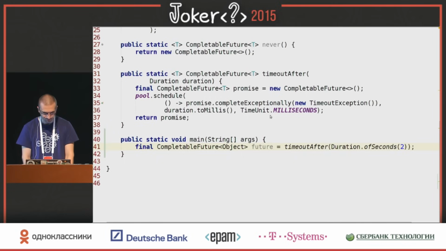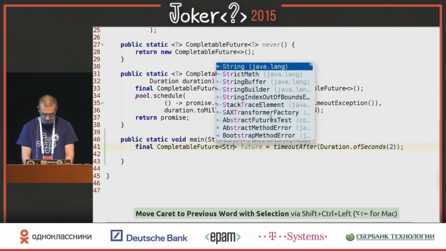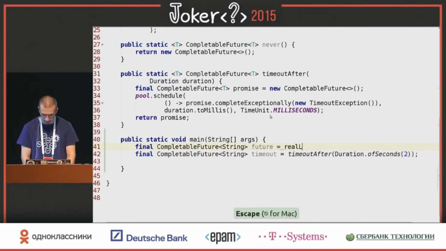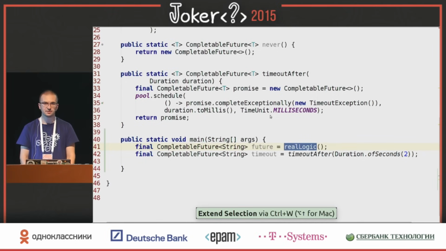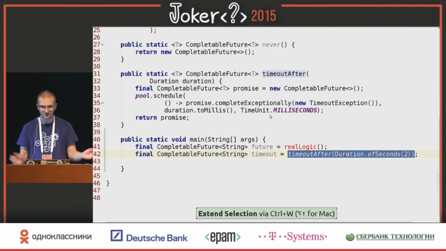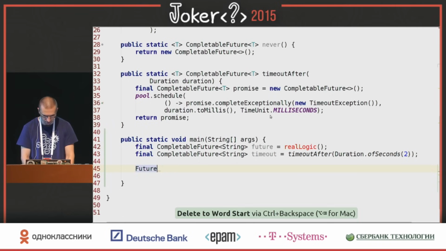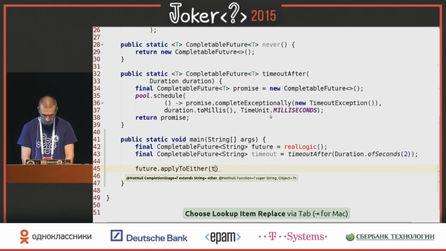Yeah, exactly. So what I can do is technically have two futures, and there can be an arbitrary type here. This one is called timeout, and this one is going to be called real logic, whatever that means. Let's say this one calls a database, and this one is just a fire hose which throws an exception after 2 seconds. And then I can say future apply to either or any of, it's the same thing, timeout.